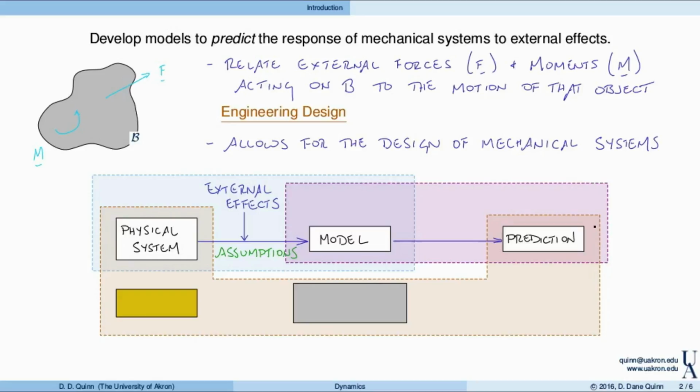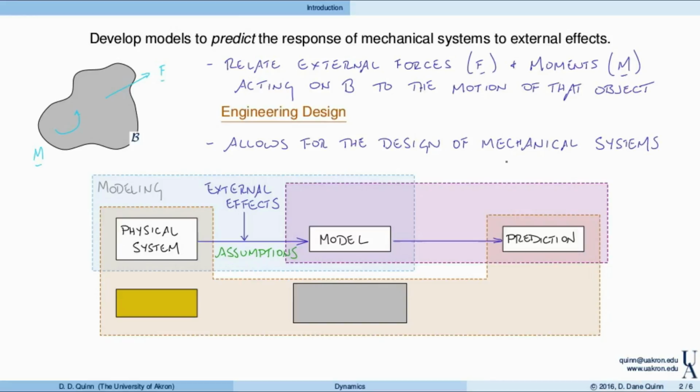So again, we have a physical system. We look at the external effects and we make assumptions on that physical system in order to come up with a mathematical model. And from there, we will make a prediction about how the physical system behaves. So notice that I have these boxes. This light blue box represents modeling, the process of developing a mathematical model from a physical system.